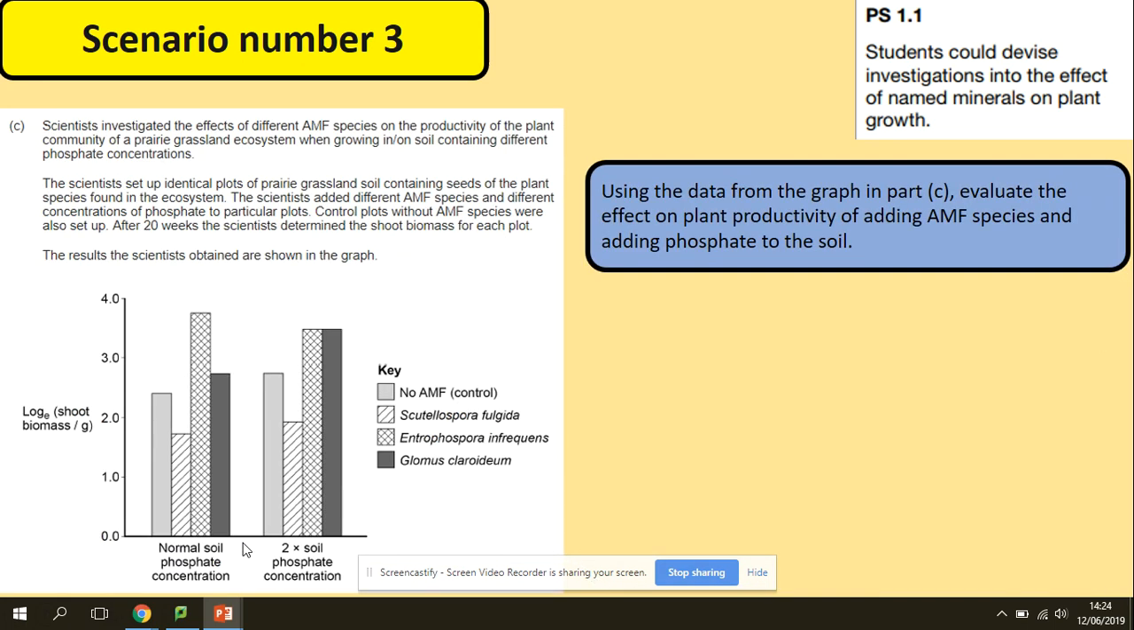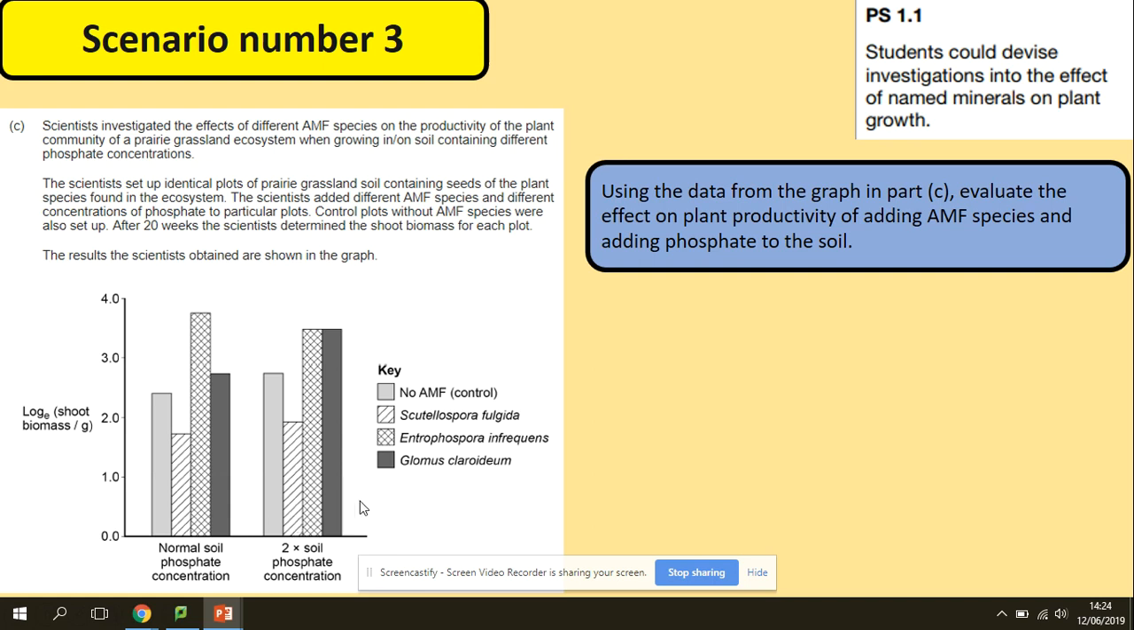Another question they could ask: they could give you some long response, and ask you to use the data from the graph to evaluate the effect on plant productivity of adding AMF species and adding phosphate to the soil. Let's have a look at what we've got here. We've got the control, the biomass, the normal soil phosphate concentration, and twice the soil phosphate concentration. Those four here show the effect of adding phosphate.